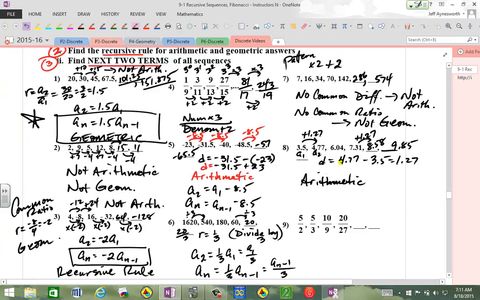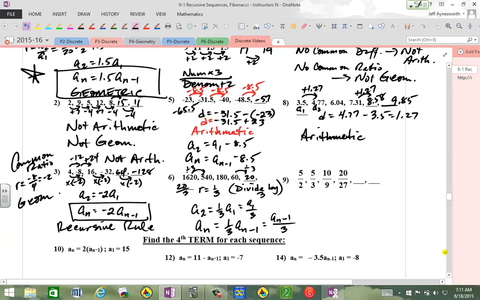Because we have a common difference here. Okay, number 9. Number 9, what do we do here? Figure out what you add to 5/2 to get 5/3. That'd be fun to try. Maybe multiplication here. What do you multiply 5/2 by to get to 5/3?